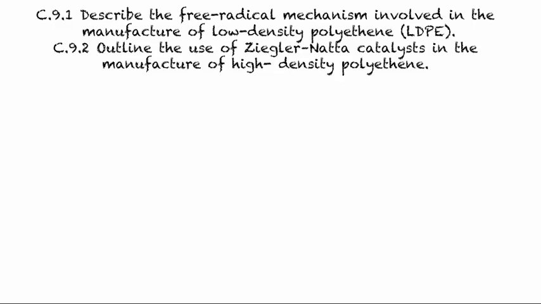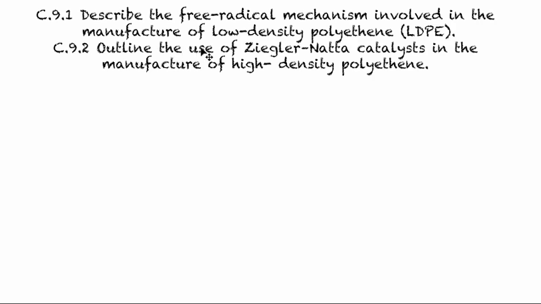All right, in this option, we're going to look at describing the free radical mechanism involved in the production of low-density polyethylene. So this is a type of plastic. If you turn over a piece of plastic that's recyclable and you look at the label, underneath these triangular, circular arrows, you'll see LDPE. And there's also high density.